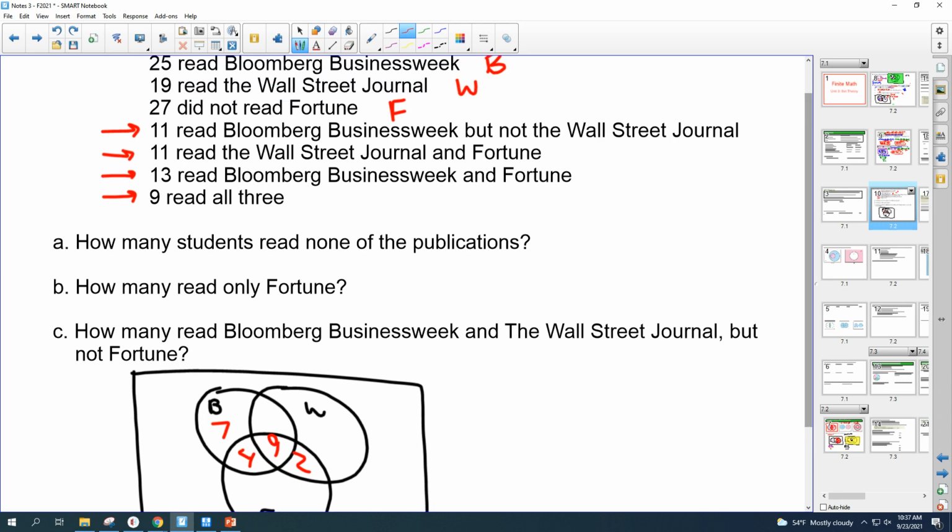27 did not read Fortune. Okay, that one's tough because did not read Fortune would be these people and these people and these people and these people. There are 4 different regions of people that did not read Fortune, and so I can't fill that number in yet. I'll have to skip that. I'll have to come back to that. If you've got too many variables, too many missing spots, you'll have to skip it and come back.